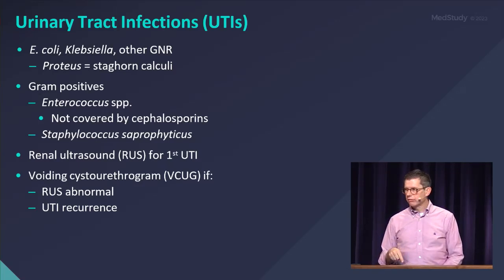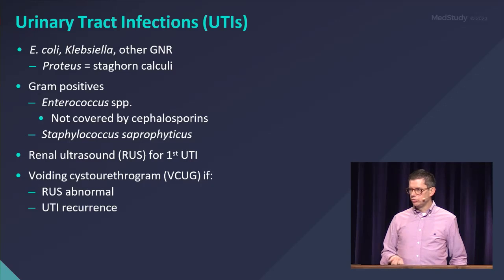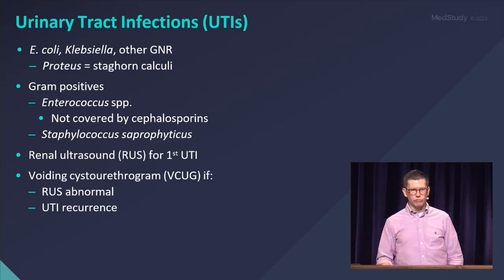Staph saprophyticus is another gram-positive. Think about that in your adolescence. For your first UTI in kids, you want to get a renal ultrasound. You do not need a VCUG after your first UTI. You only get it if your renal ultrasound is abnormal or you have recurrences of UTIs.